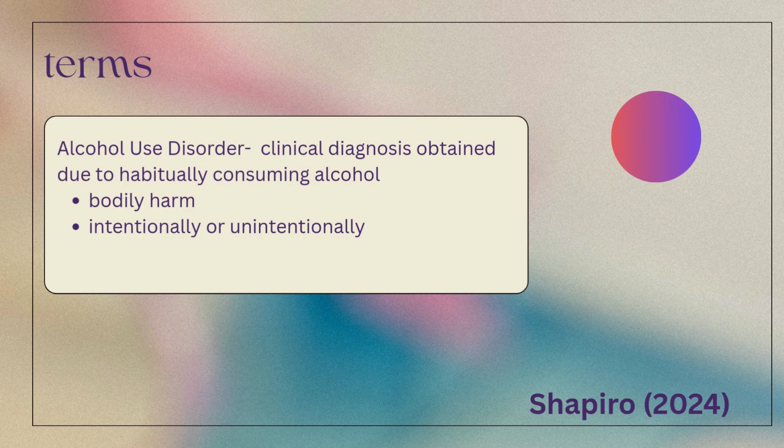In order to answer these, we must first conceptualize what alcohol use disorder is. In the biopsychology textbook, Martin Shapiro addressed this, and he said it is the clinical diagnosis of an individual who consumes alcohol due to habituation. This can go to the extent of causing bodily harm, intentionally or unintentionally.